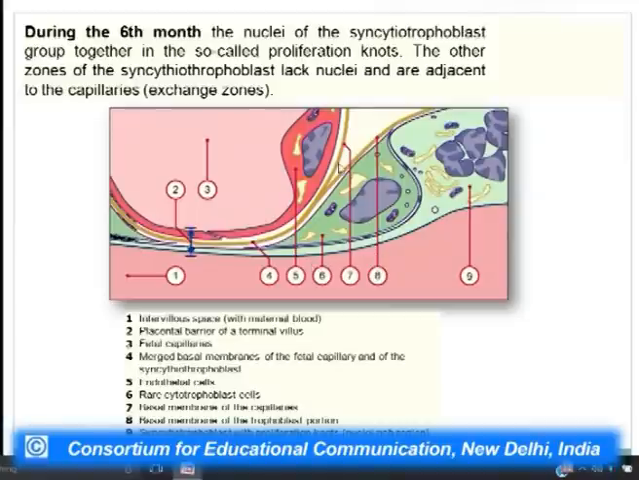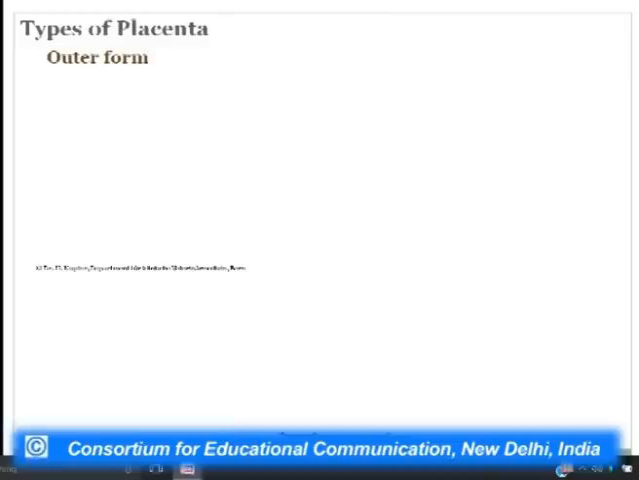Then you can see this is the basal membrane of the trophoblast portion, and this is basically the syncytiotrophoblast with proliferation knots, the nuclei-rich region. So this is the nuclei, and this entire region acts as the placental barrier between the fetal capillaries and the maternal blood wall, and this occurs around the 6th month initially. So again, the placenta is a dynamic structure, and the placental barrier also keeps on changing as the development occurs.